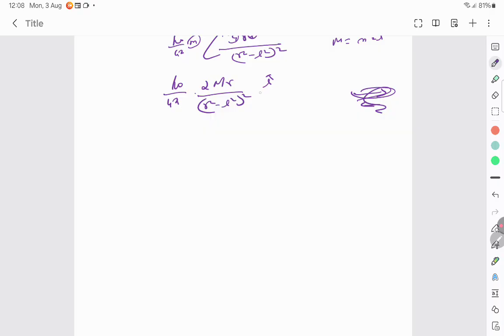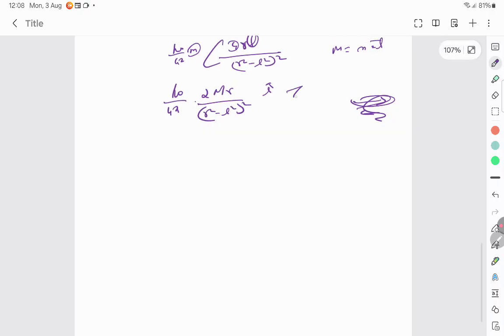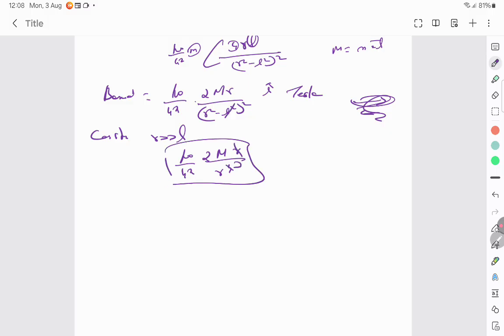B naught is greater, so it's going to be along positive y direction in this diagram. And that's going to be in Tesla, the magnetic field along an axial line. So considering a case where r is much larger than L, you can write it as mu naught by 4 pi into 2 m r by r to the power 4, ignoring the L square, r and r will become r cube, and this is the formula.